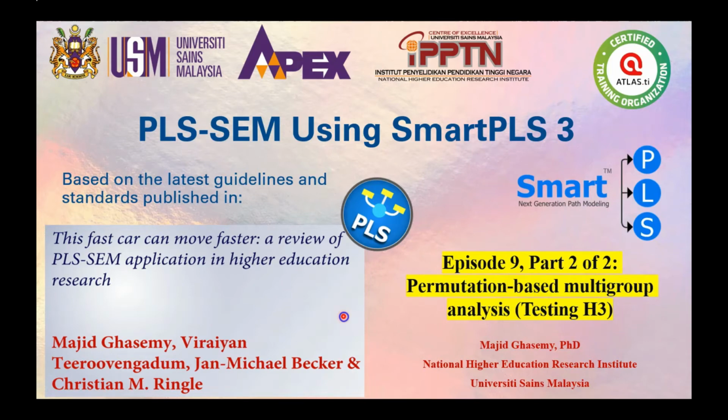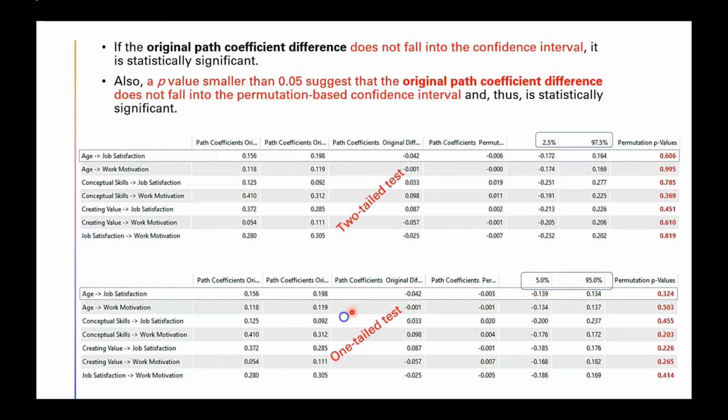In the previous video, I showed you how you can establish measurement invariance based on the MICOM procedure, and here in this video, I'm going to show you how you can interpret the results of the permutation-based multi-group analysis.